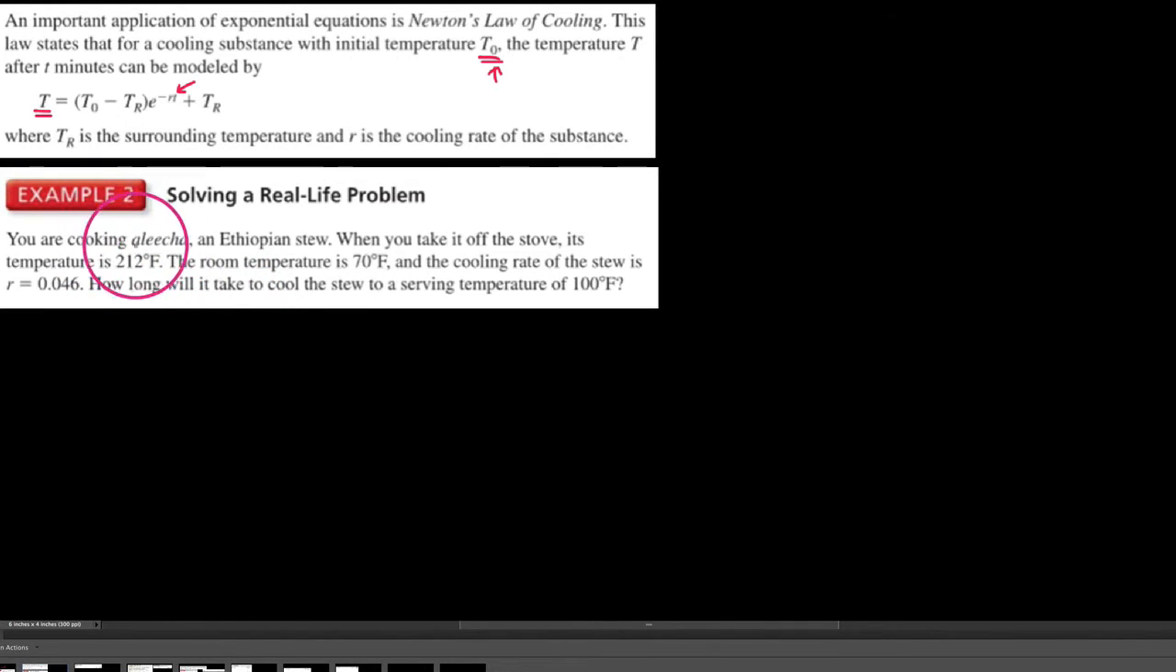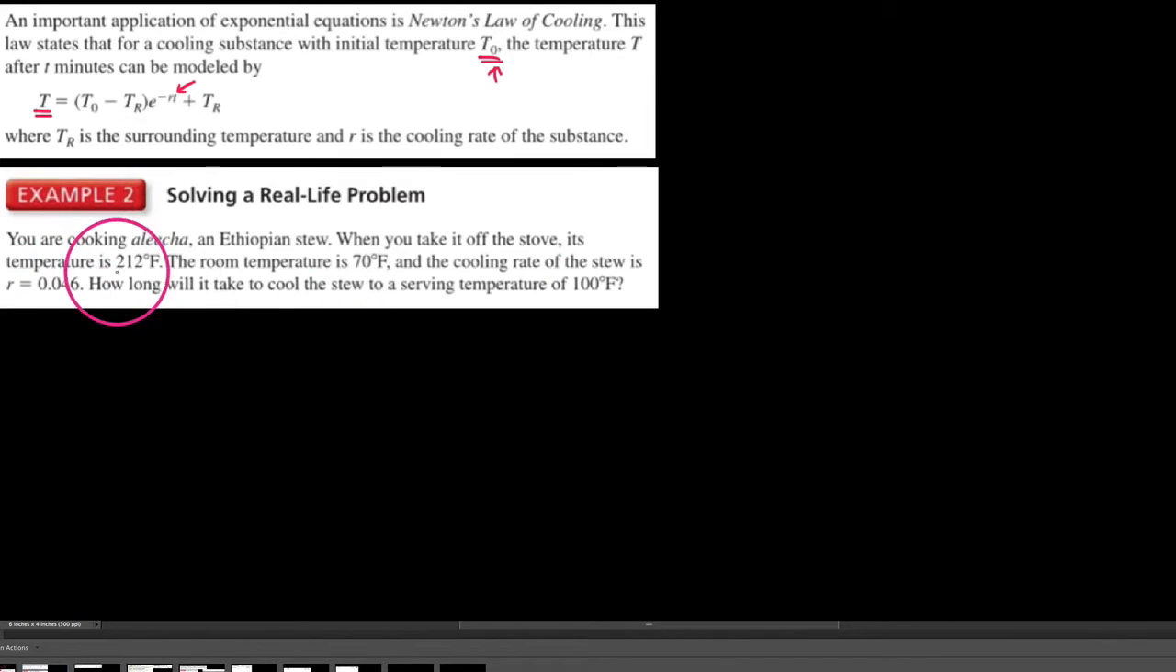So it says you're cooking, I guess you would call this alicha. It's an Ethiopian stew. So when you take it off the stove, its temperature is 212 degrees Fahrenheit. The room temperature is 70 degrees Fahrenheit, and the cooling rate of the stew is about 4.6%, or as a decimal, of course, we call that 0.046. So what we want to do here is find how long it'll take to cool the stew to a serving temperature of 100 degrees Fahrenheit.